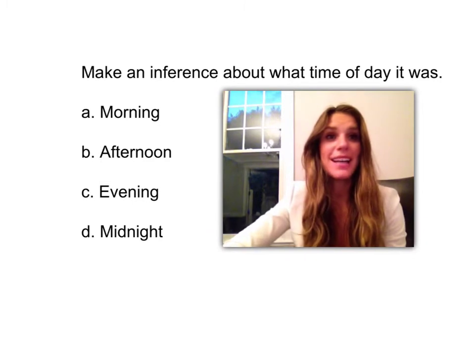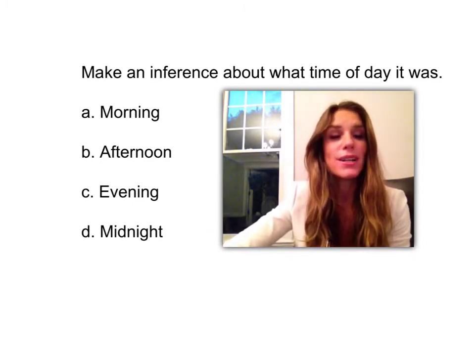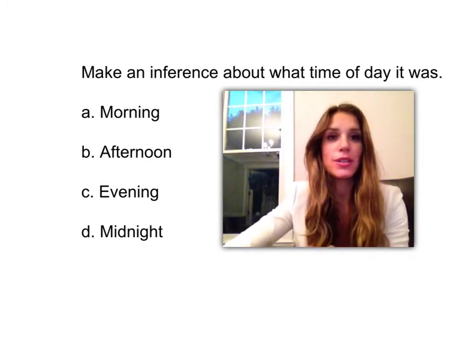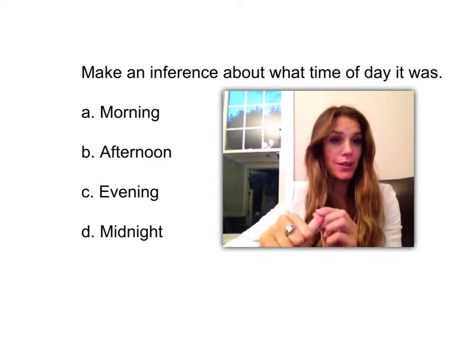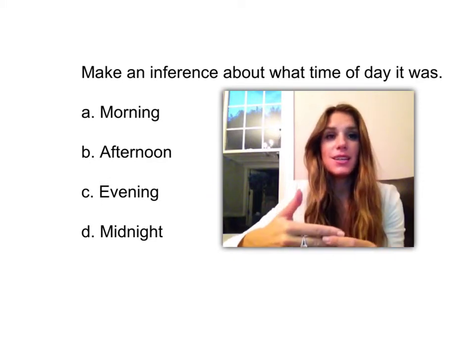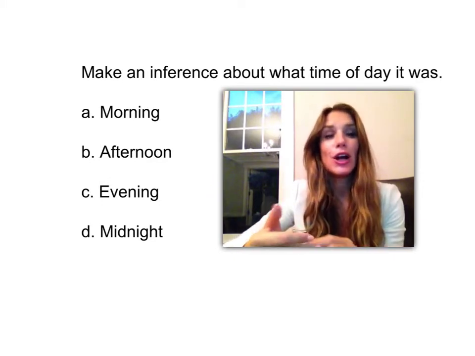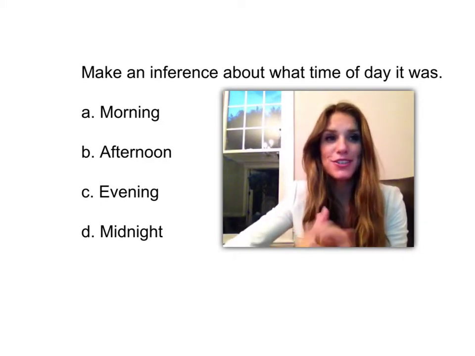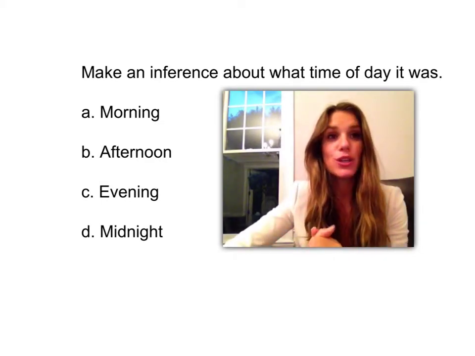So this question asks us to make an inference about what time of day it was. So let's read all the choices. Was it A, morning, B, afternoon, C, evening, or D, midnight? Remember, whatever answer you choose, you want to make sure that you could support it with a detail from the text.